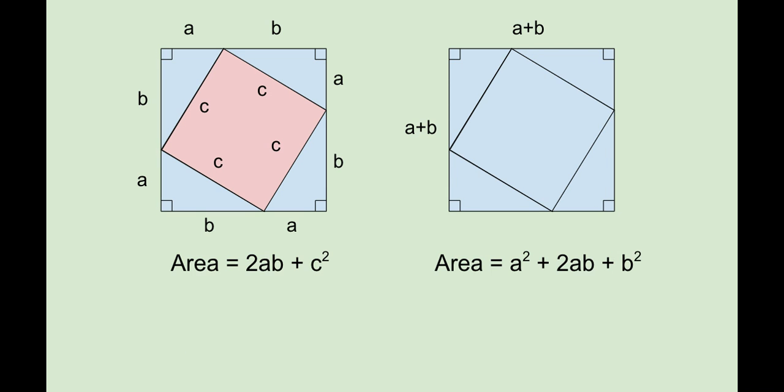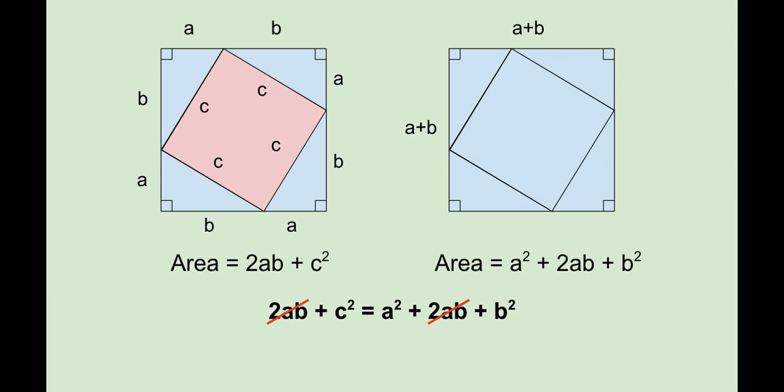So I have the area of the red square with the triangles, and I have an area for the big blue, the whole thing, the big square. Well, these two have to be the same, right? It's the area of the exact same thing, so I can set them equal to one another. And you'll see if I do that, two ABs cancel out, right? Subtract two AB from both sides, they'll cancel each other out.